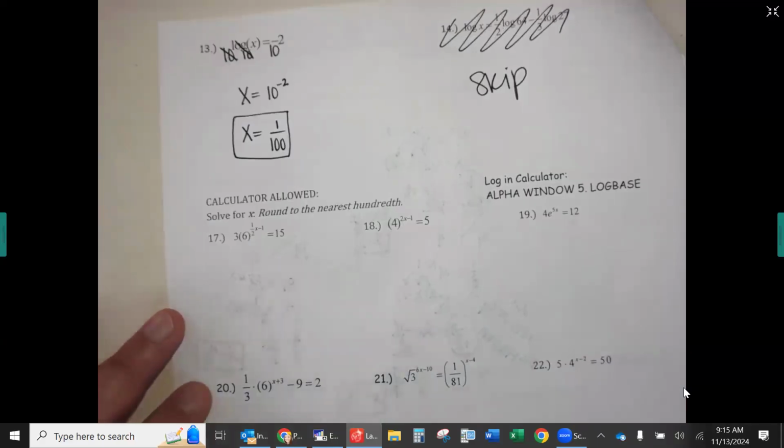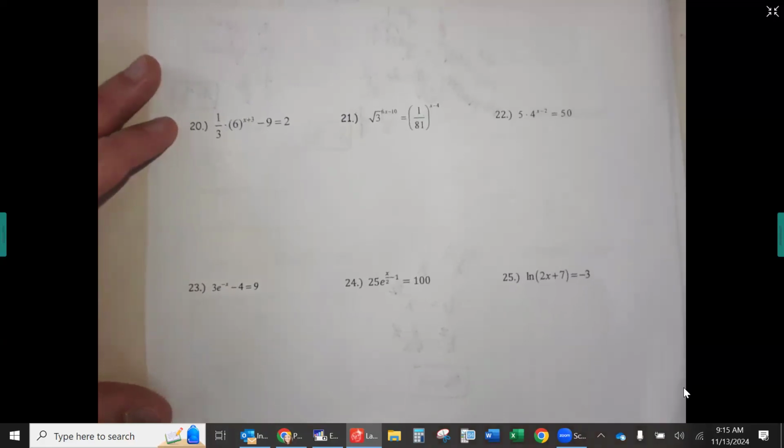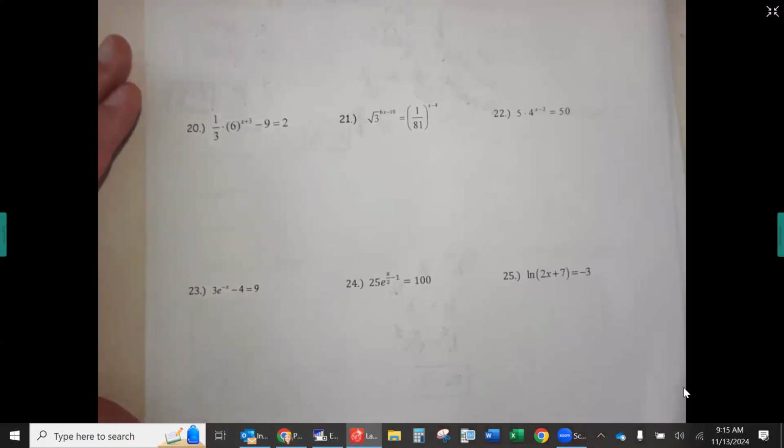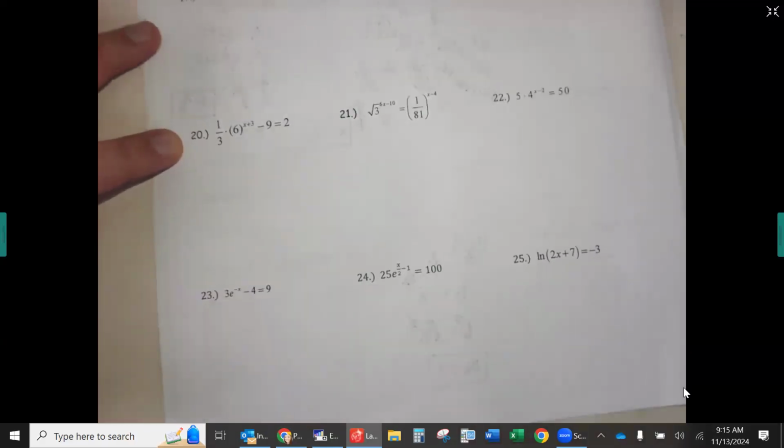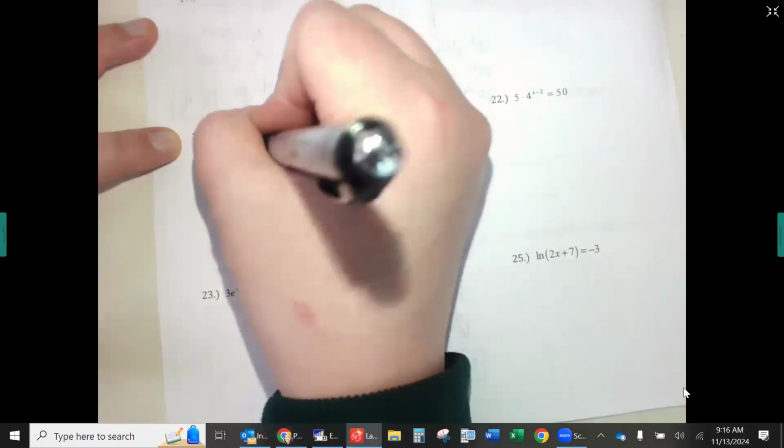Go down to number 20. What number do you think we should get rid of first? We have a third, 6 to the x plus 3 minus 9. What number needs to go first? Minus 9. How do I undo minus 9? Plus 9. So plus 9 here, plus 9 here. 2 plus 9, how many are we going to get?